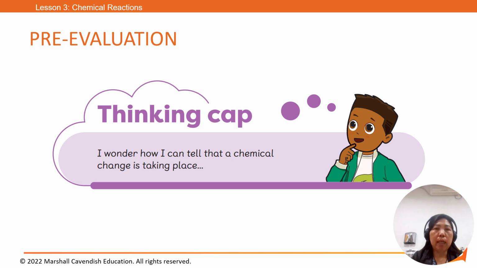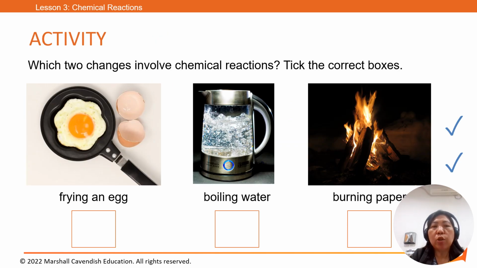Now let's open page 89 of the student's book, and let's put on this thinking cap. I wonder how I can tell that a chemical change is taking place. So are there any signs when a chemical reaction is taking place? Well, you might be aware that new substances that are different from the starting substances are formed. So we have to understand that when a chemical change is taking place, that means a new substance will be formed.